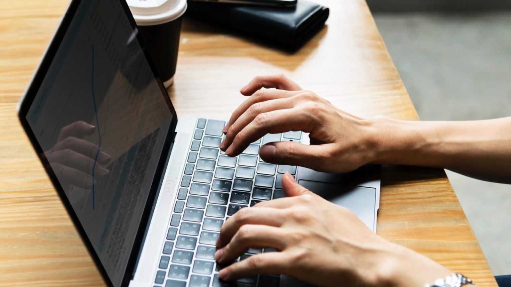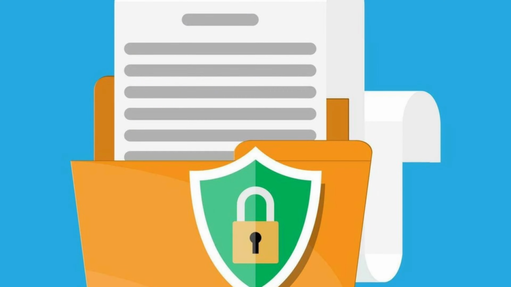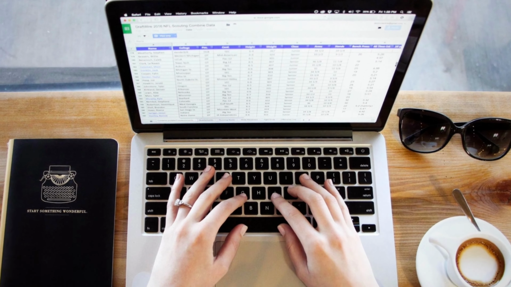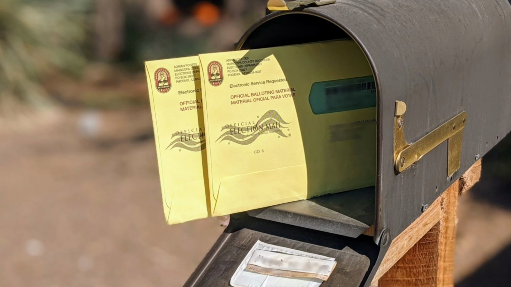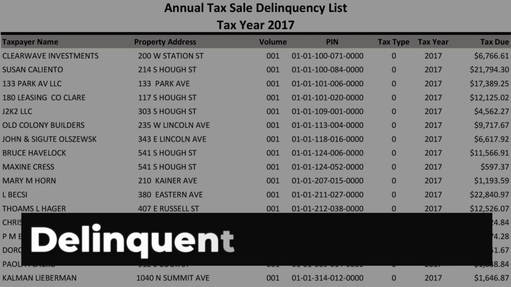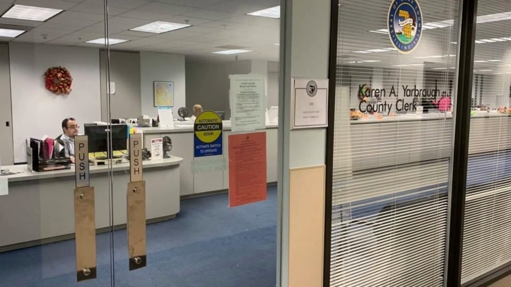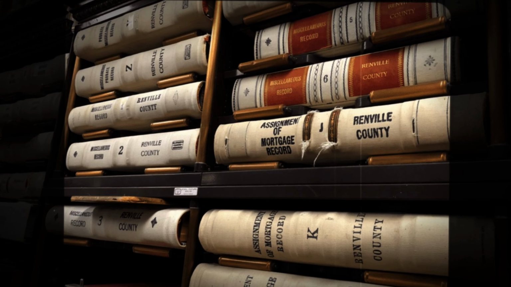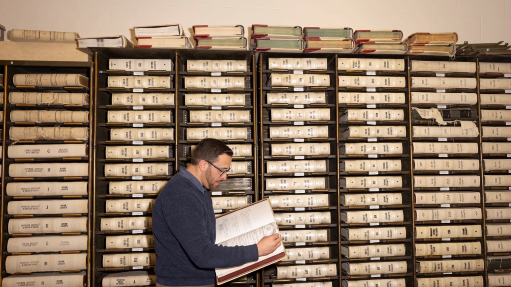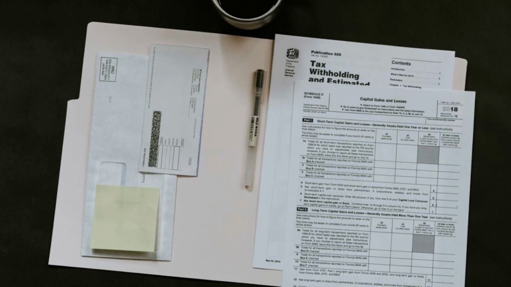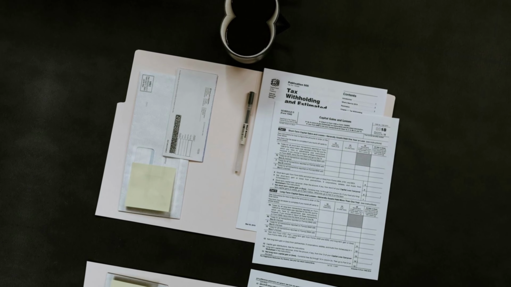System 2, available on request. The list exists but isn't posted publicly. You call or email the office and ask for the current delinquent property list. Most offices will send it to you within a few days. It's public record. They're required to provide it. System 3, in-person only. Some smaller counties still maintain physical records. You walk in, ask for the list, and they hand it to you. Old school, but the information is just as good.